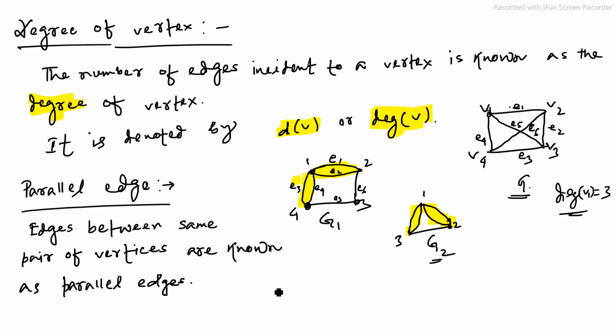Now, what is a node? In the next slide we discuss node. Node in a graph. What is a node? Sorry, not node, actually loop. What is a loop in a graph?